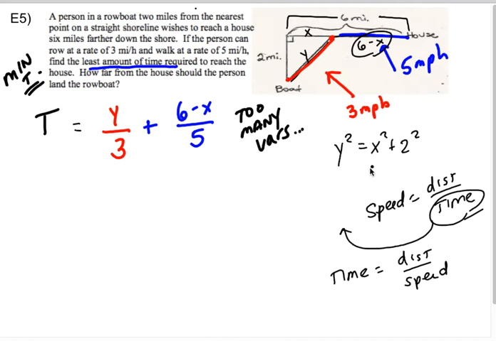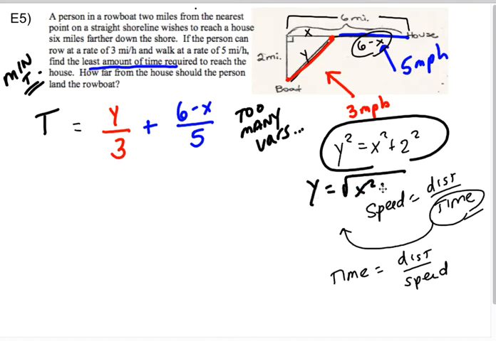So I have too many variables, but this is going to be what I'm going to use to replace a variable. I'm going to recognize that y is the square root of x squared plus 4, right?